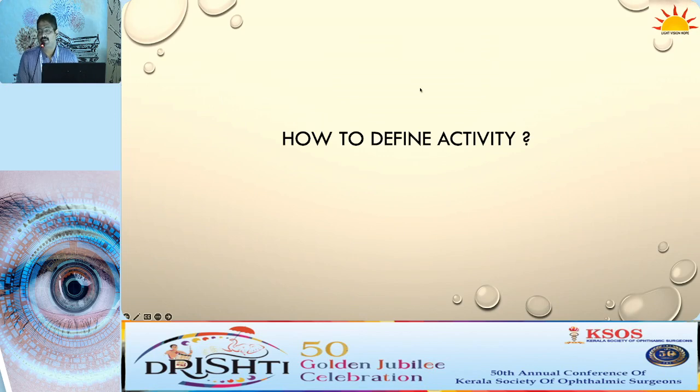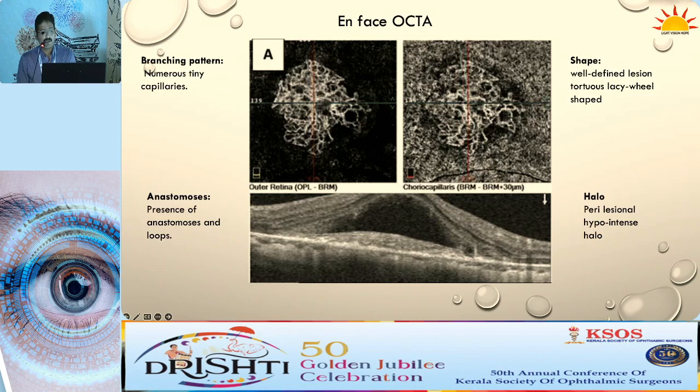So, how do we define activity in a case of CNVM from OCTA? Whenever we talk about OCTA, there are two images that we are supposed to look at. One is the en face image. We are mostly concerned with the en face image; we go on the face value. There's also something called cross-sectional OCT. So in the en face OCT, you look at the branching pattern.